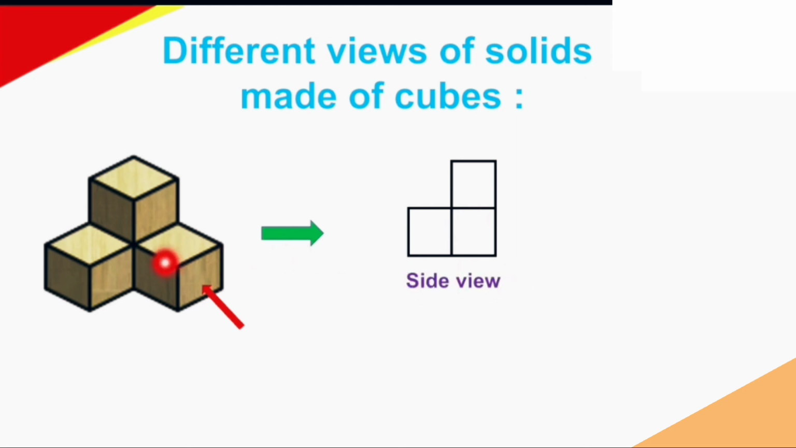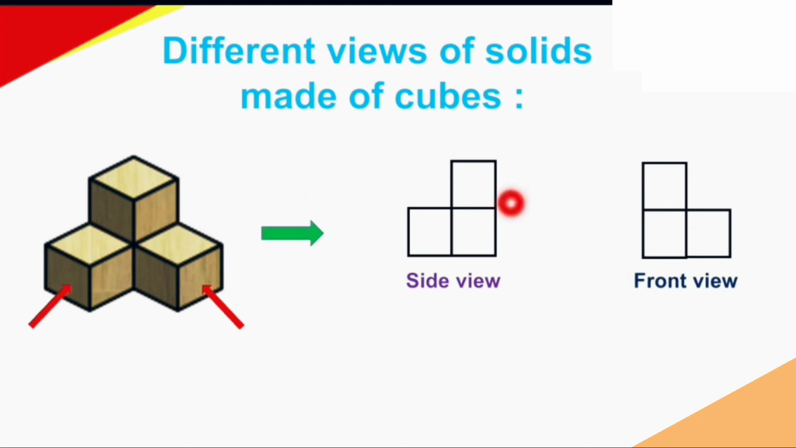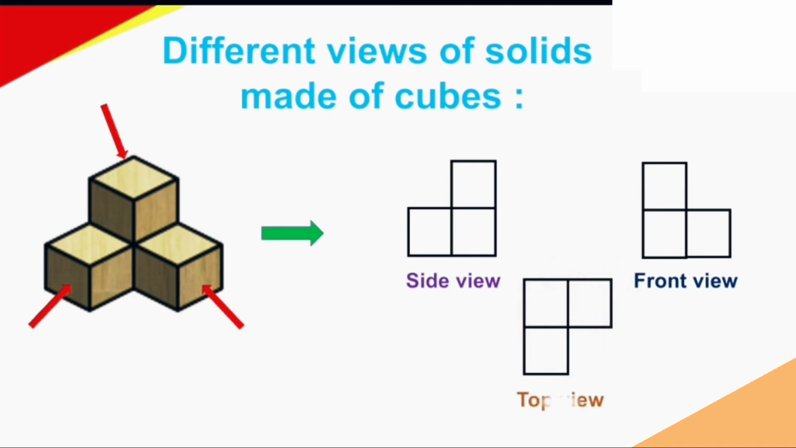Next, if the solid is viewed from the front, then how many cubes are there, children? Yes, there are 3 cubes which are arranged in this way, so that it is called the front view of the given solid. Next, if the solid is viewed from the top, then how many cubes are there, children? Yes, there are 3 cubes which are arranged in this way, so that it is called the top view of a given solid.